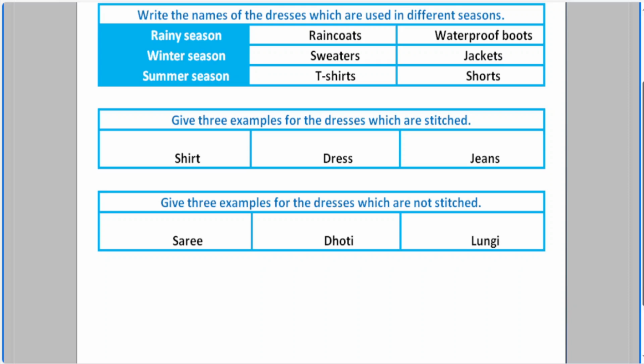Write the names of 3 examples of dresses that are stitched. Shirt, dress and jeans are the examples of cloths which are stitched. Write the names of 3 examples of dresses that are not stitched. Sari, dhoti and lungi are the examples of cloths which are not stitched.